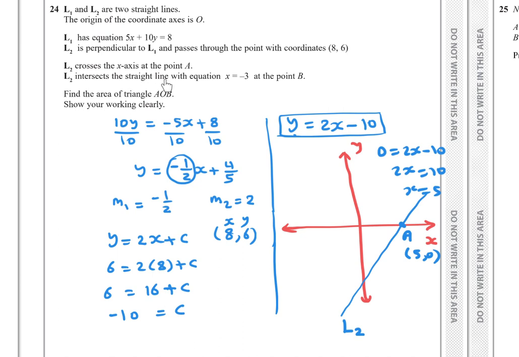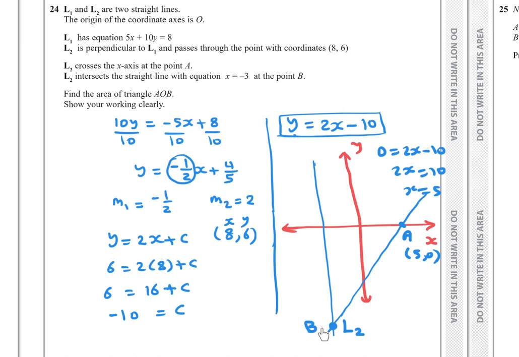L2 intersects the straight line with equation x equals negative 3 at the point B. So x equals negative 3, a vertical line, intersects the x-axis at negative 3. So we can draw this line, x equals negative 3. We can extend L2. They intersect at the point B.